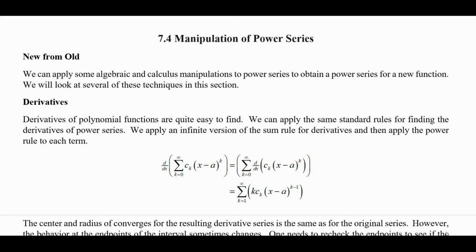Hello, in this video we're going to talk about manipulation of power series. So basically new from old. How can we use existing power series to get some new power series or power series from related functions?